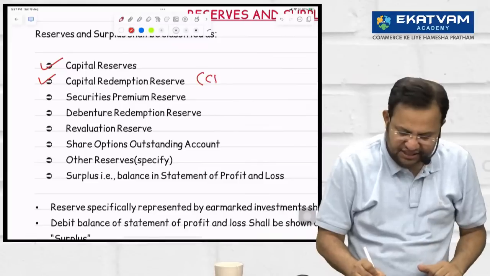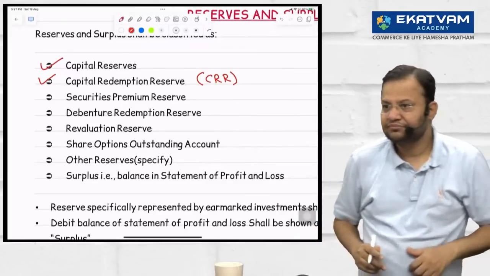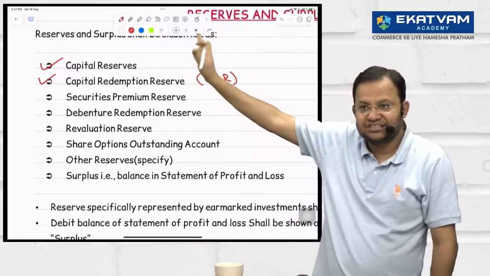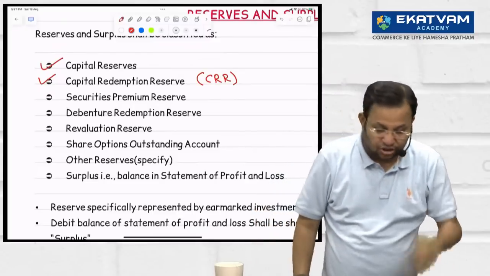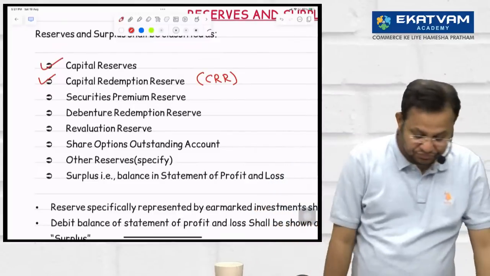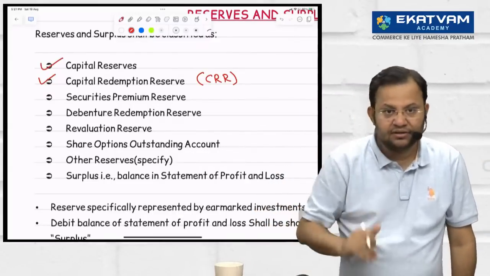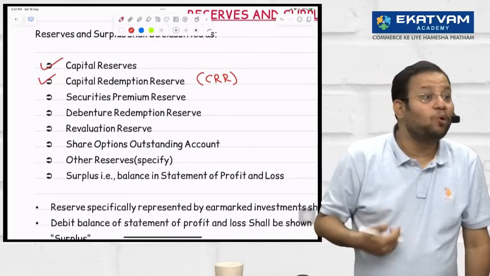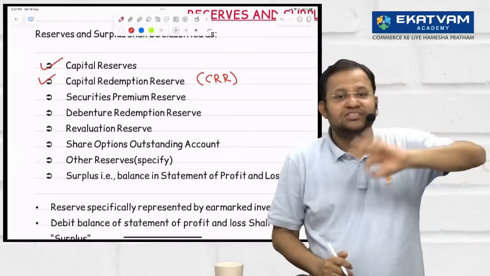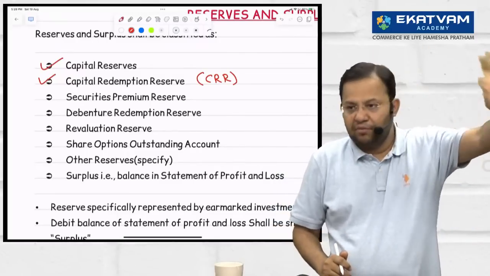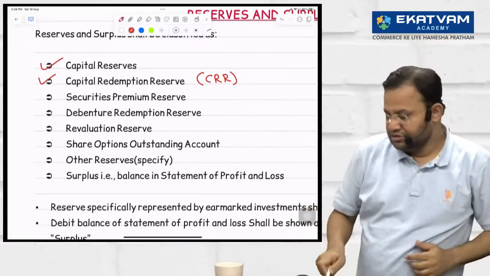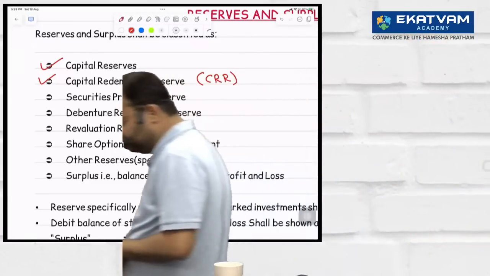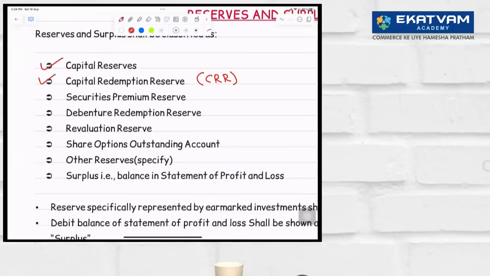This CRR has nothing to do with the RBI CRR. RBI has a cash reserve ratio. This is totally different. I will have to explain its logic to you in the buyback chapter. This is used for issuing bonus shares. CRR can be used only for bonus. What is CRR? I have not explained. Headline but: CRR, capital redemption reserve, can only be used for bonus.